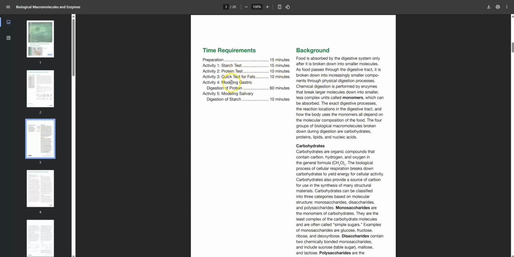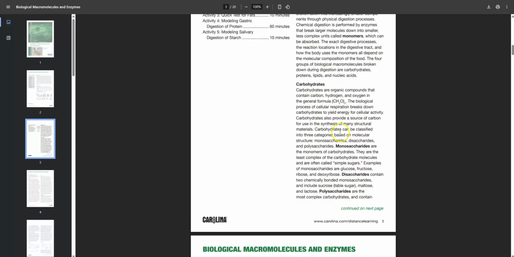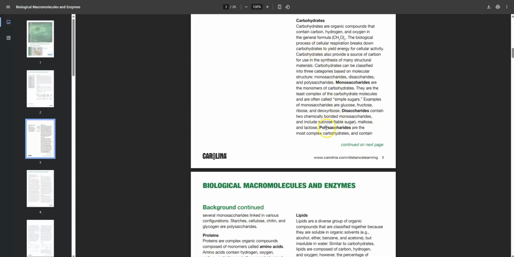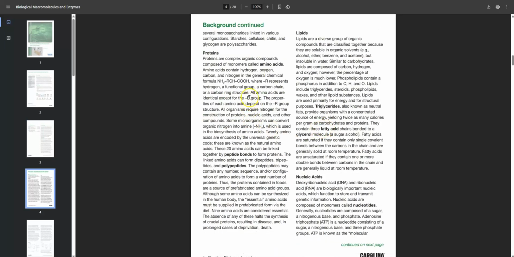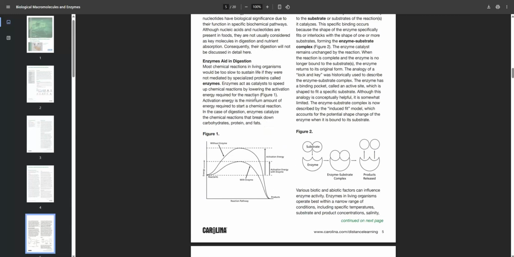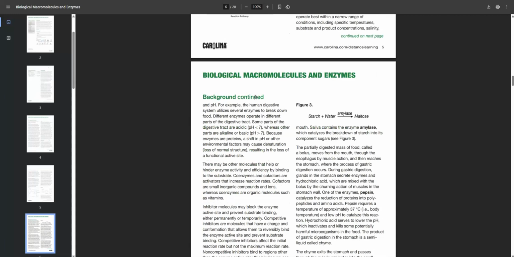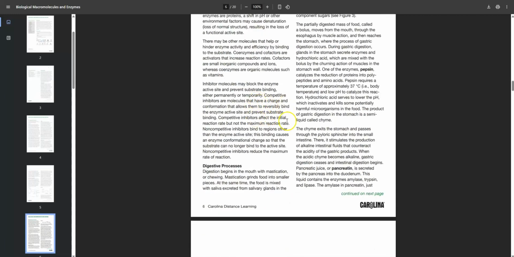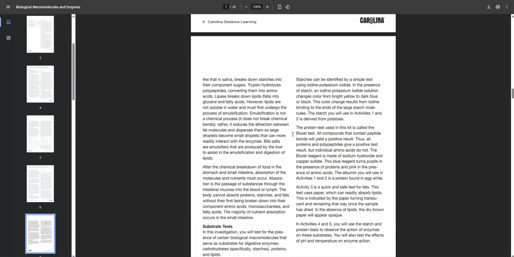You do have 5 activities in this one. One of them takes about an hour, so you're going to have to be mindful of your time. It does talk about the macromolecules and their monomers, which you do need to know for this lab as well as for your quizzes and exams. When you read through this, make sure you read through it carefully and that you fully understand it.